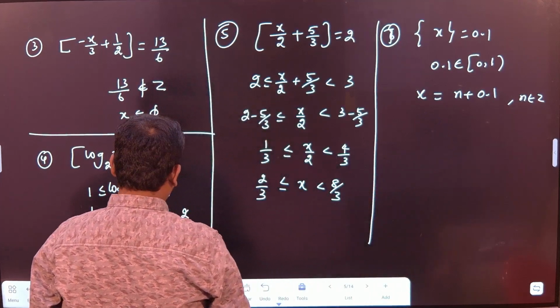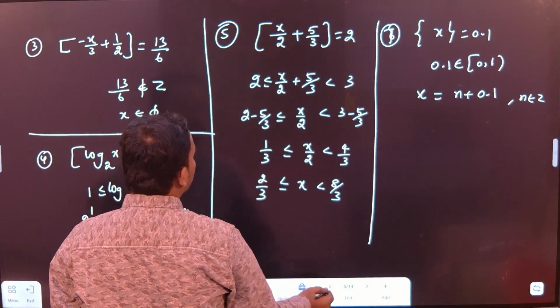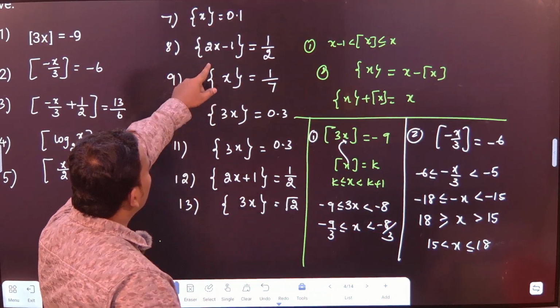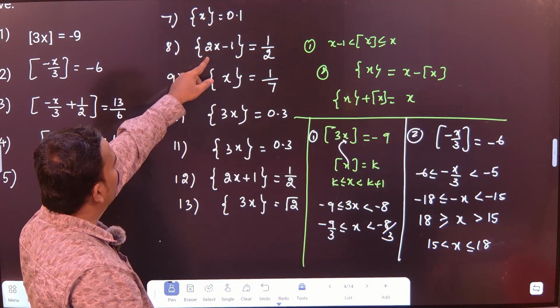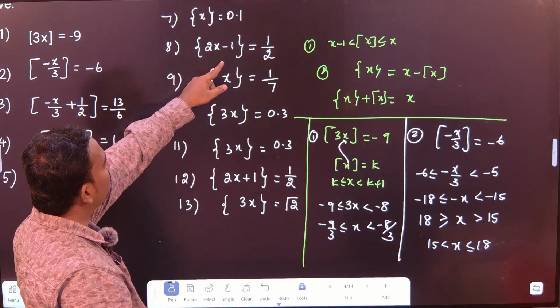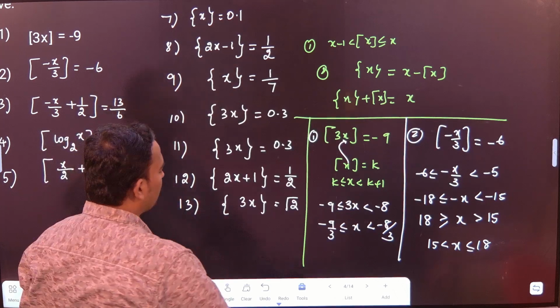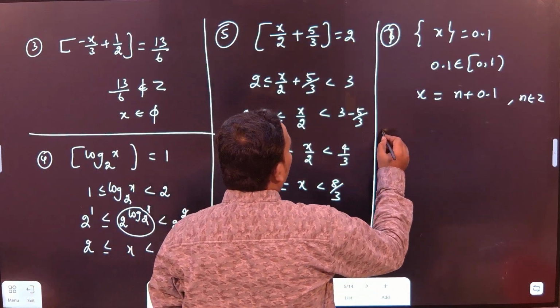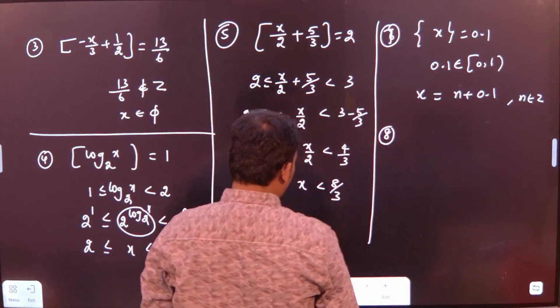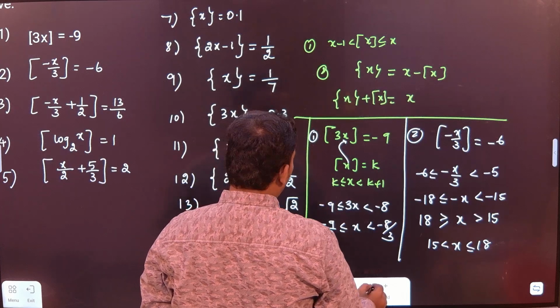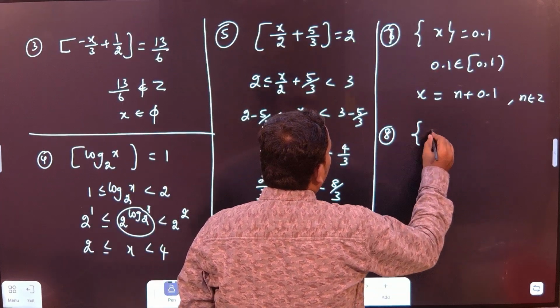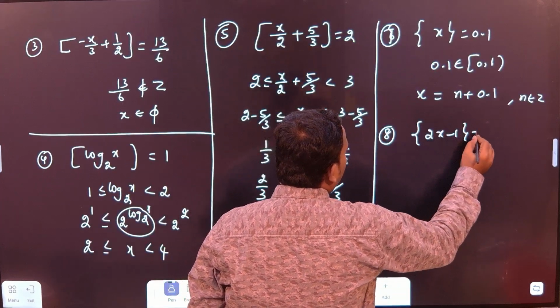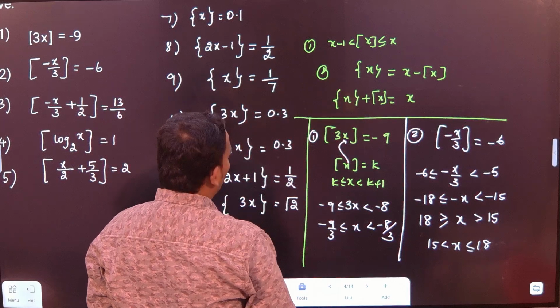So fine. Next you can see the next question. I think you can do it easily. So I will do this one as a model. Fractional part of 2x minus 1 is equal to 1 by 2. What is the next question? Fractional part of 2x minus 1 is equal to 1 by 2.